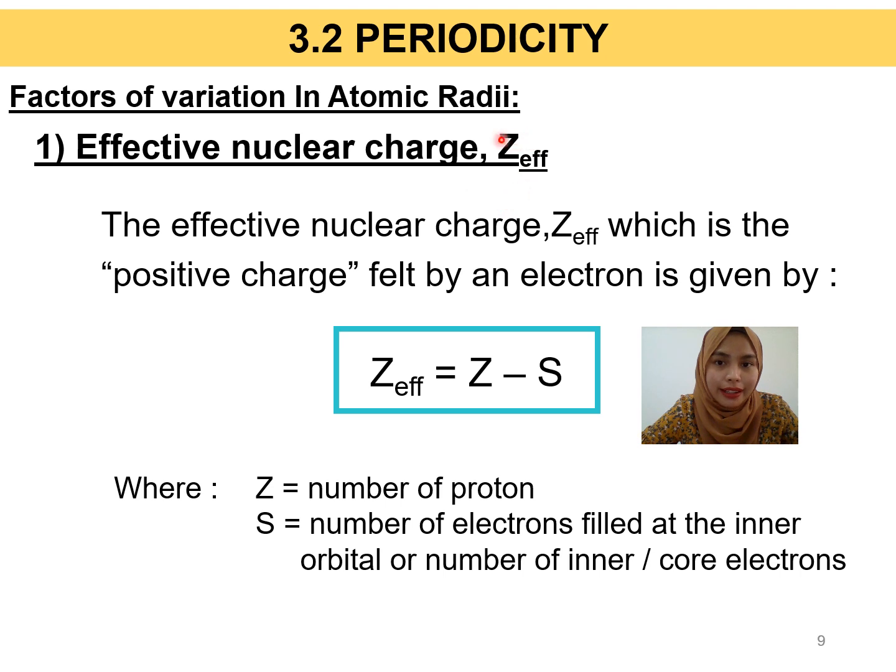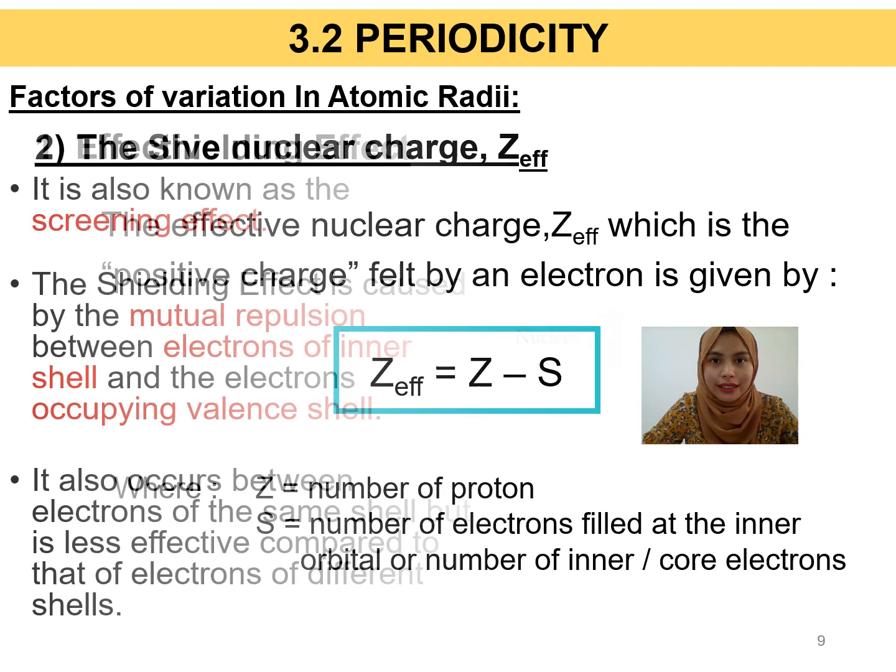Mathematically, you can calculate the effective nuclear charge, ZEV. Okay, macam mana you nak calculate ZEV? You boleh guna this formula: ZEV equals Z minus S. Z adalah number of proton, S adalah bilangan electrons yang berada di inner orbital. Okay, nanti kita akan discuss more about this.